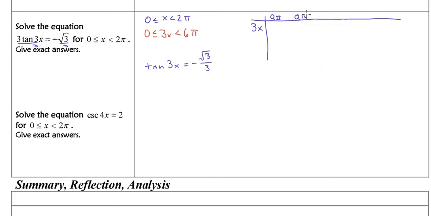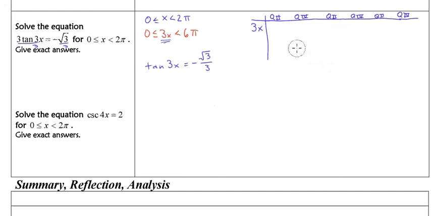quadrant 4, back again in quadrant 2, again in quadrant 4, one last time, a third time because of the 3x, in quadrant 2, and a third time in quadrant 4. We're going to need to go out to all 6 of those answers to get all of our possible answers for 3x, to find all of our correct answers once we divide by 3 and get just x. So that's where we're heading. We're going to end up with 6 different answers here.